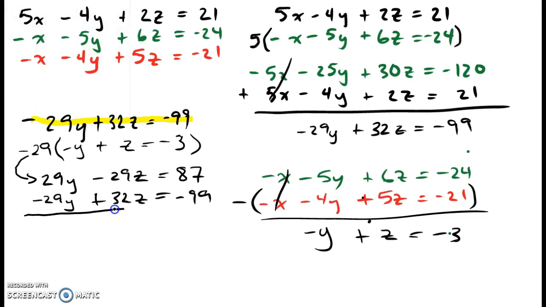Now we're going to add these up and get rid of the y, and we're going to have our z left. So we've got negative 3, positive 3z. So we're adding these, and we get 3z is equal to negative 12. Yeah, negative 12. We find out that z is equal to negative 4.